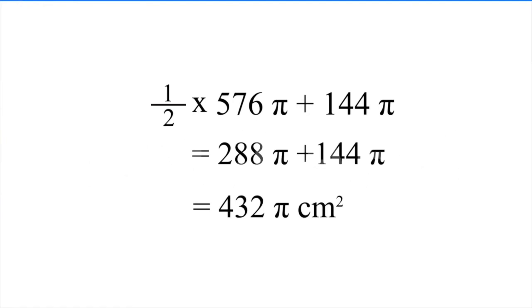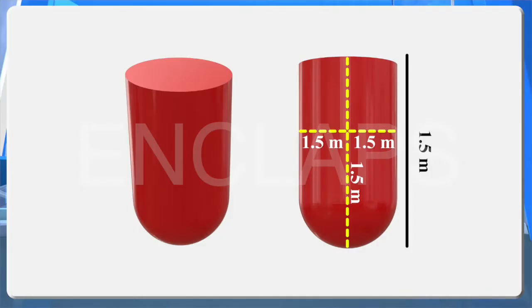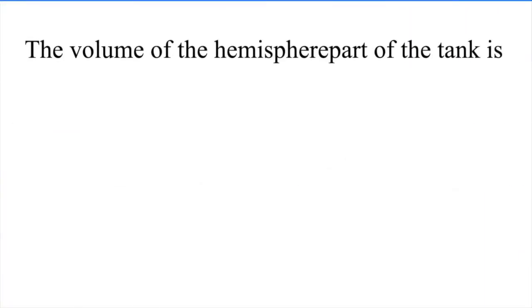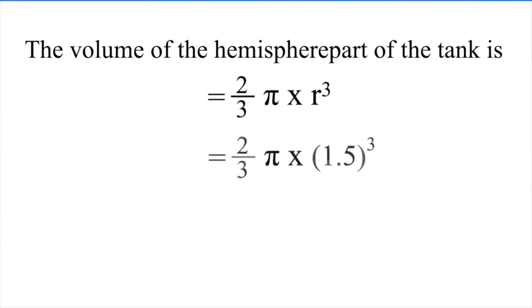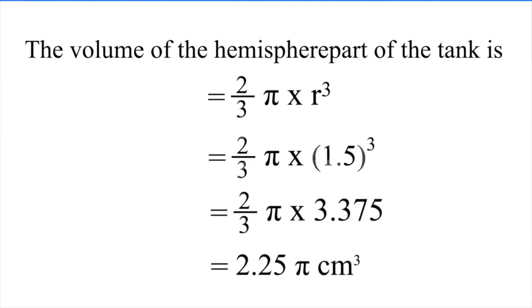One more example. A water tank is in the shape of a hemisphere attached to a cylinder. Its radius is 1.5 meters and the total height is 2.5 meters. How many liters of water can it hold? The volume of the hemisphere part of the tank is 2 by 3 pi r cube = 2 by 3 pi into 1.5 cube = 2 by 3 pi into 3.375 = 2.25 pi cubic meter.